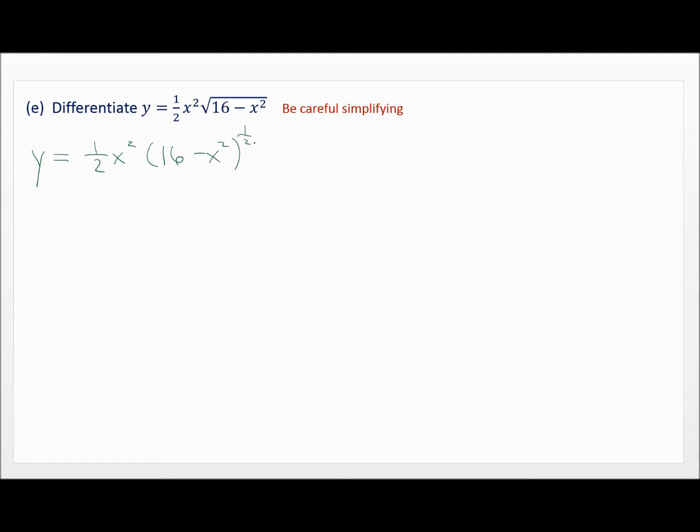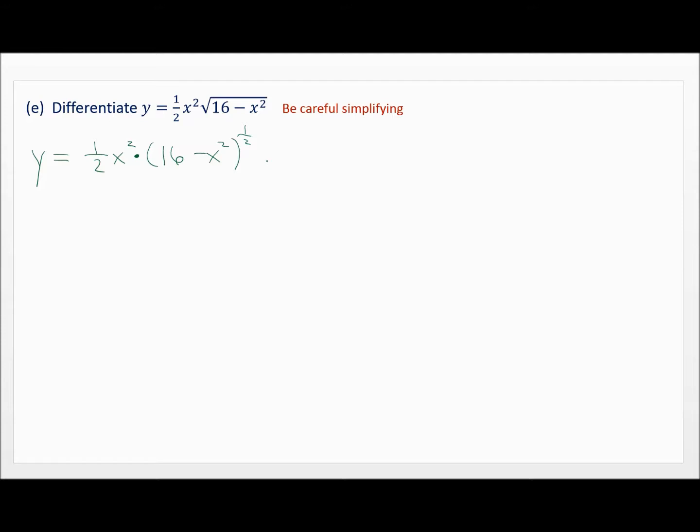Now what you have here is a product. So we have to use the product rule. What do you mean by a product? Well, we're multiplying. 1/2 x squared is like our first factor, and (16 minus x squared) to the 1/2 is like our second factor. So we're going to use the product rule, and in the middle of the product rule, we also have to use the chain rule. Okay? So this is where things get a little bit complicated, but you've got this.